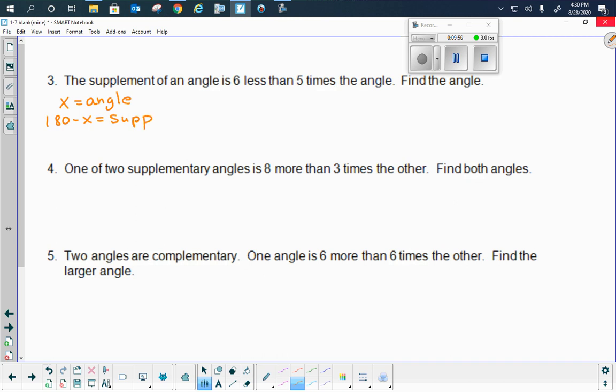Again, why are you writing those? So that it's very easy. If you come to the word angle, you write x. If you come to the word supplement, you write 180 minus x. That's really just to help you guys, but that's part of what we will be grading.